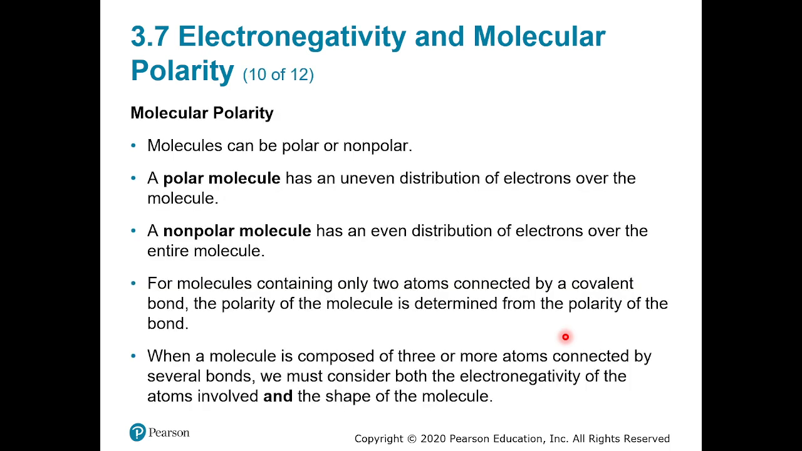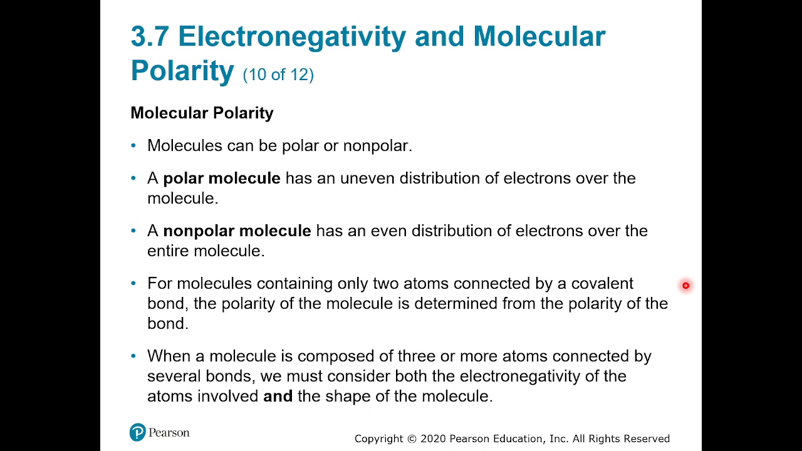And so the molecular polarity, molecules can be polar or nonpolar, of course. Polar molecules have uneven distributions of the electrons over the molecule. Nonpolar molecules have essentially evenly distributed electrons over the molecule. Molecules that contain only two atoms will contain a single covalent bond. The polarity of the molecule can be determined by the polarity of the bond, right? So all we have to worry about then is the charge distribution across that bond, i.e. one side's positive, one side's negative.